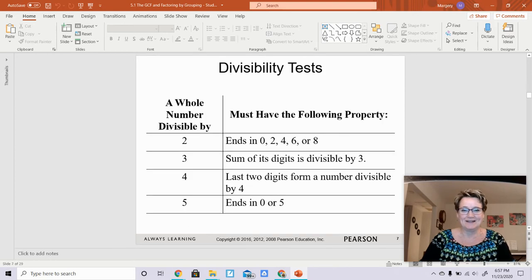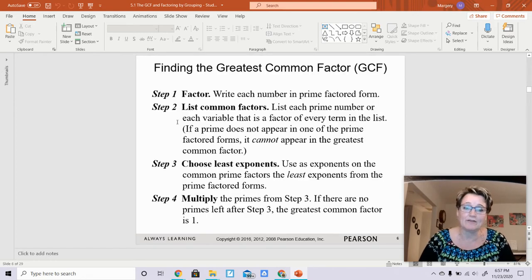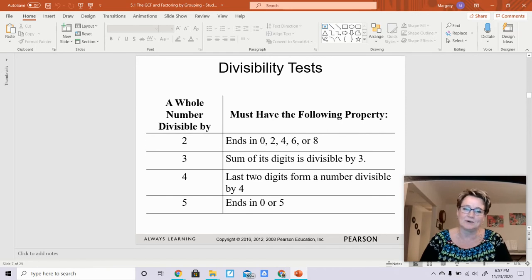First of all, this is very important. There are 4 steps to finding the greatest common factor. I would like you guys to read through them. I'm going to talk about them shortly.